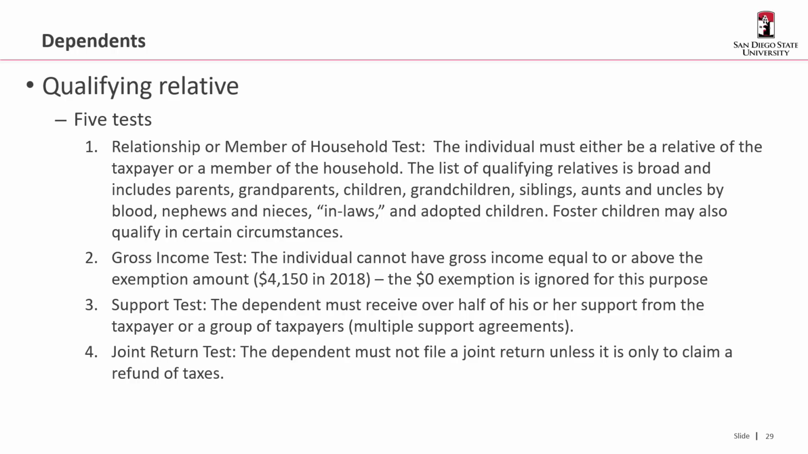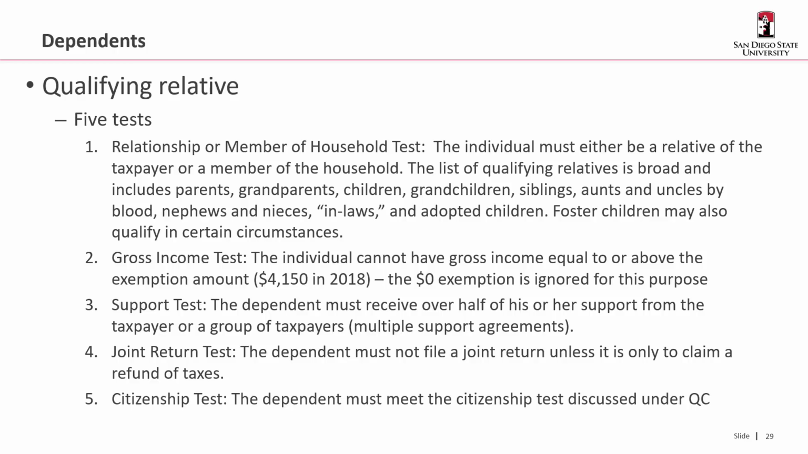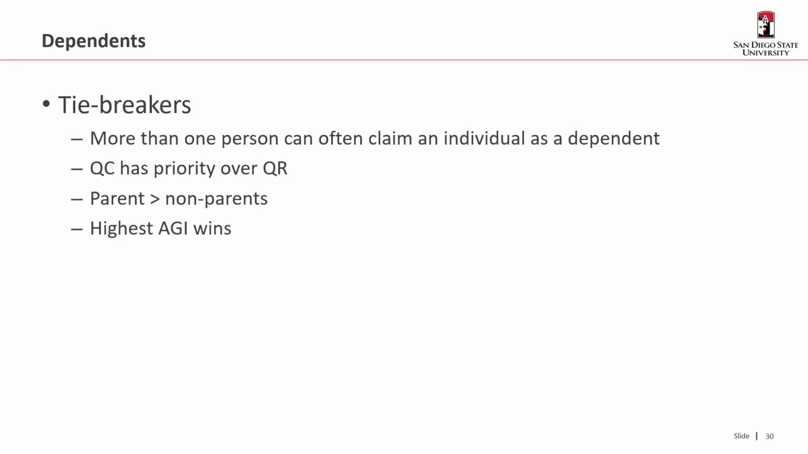Again, we have the same joint return test that we saw in the qualifying child. And then lastly, citizenship test. It must meet the citizenship test that was discussed under qualifying child. So the last two are basically identical to the qualifying child tests.